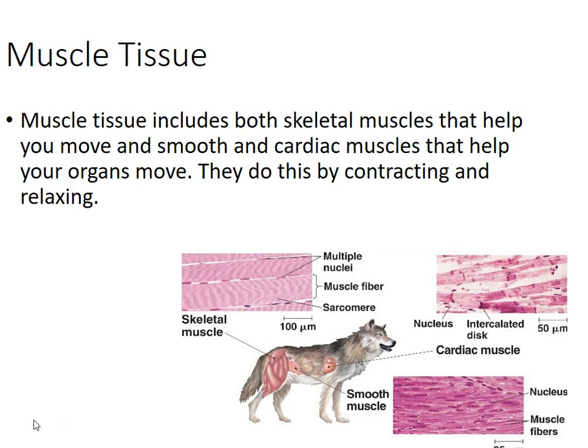So your involuntary muscles are called smooth muscles, and those help your organs move. So for example, the lining of your intestine or your esophagus has smooth muscle in it to help to push food along your digestive tract. The third type of muscle tissue is cardiac muscle tissue, and this is to beat your heart. So all of these different types of muscle tissue contract and relax to do their jobs.